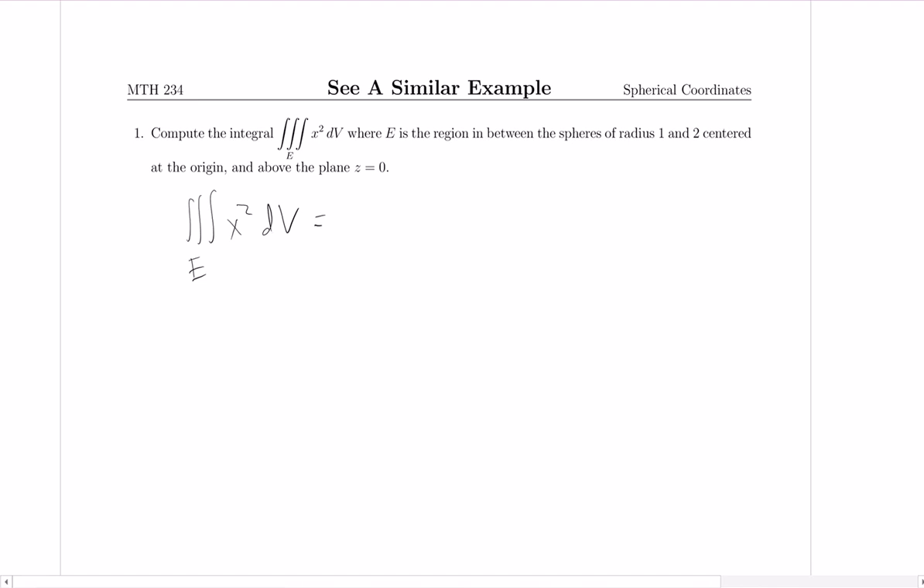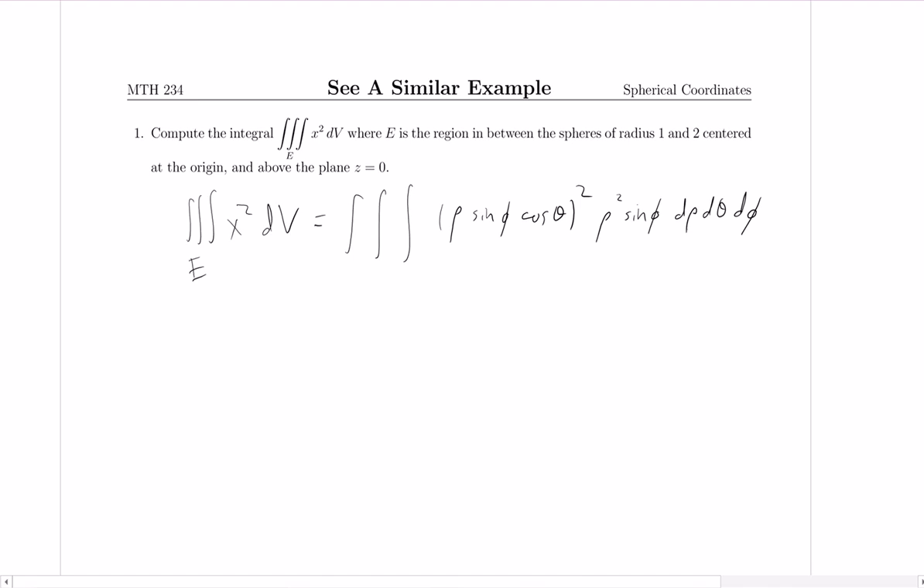So to switch to spherical coordinates, remember that in spherical coordinates x is the same as rho sine phi cosine theta. So we have x squared, and dv becomes rho squared sine phi d rho d theta d phi.